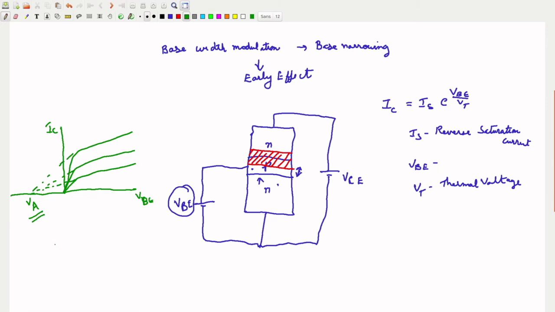This is also contributing to the collector current. So including the early voltage VA, we can rewrite IC as IS e raised to VBE by VT into 1 plus VCE by VA. So this is the change happening in the collector current.